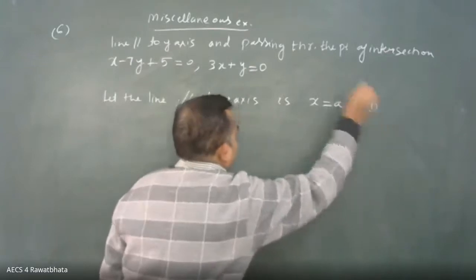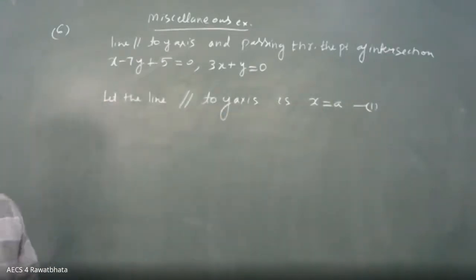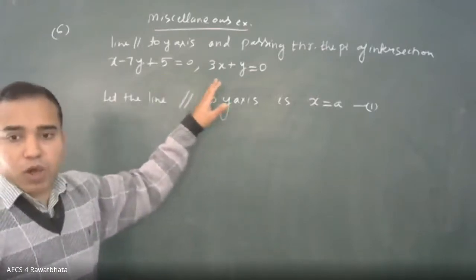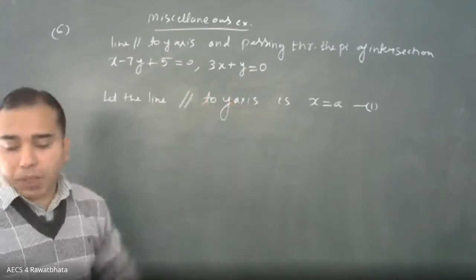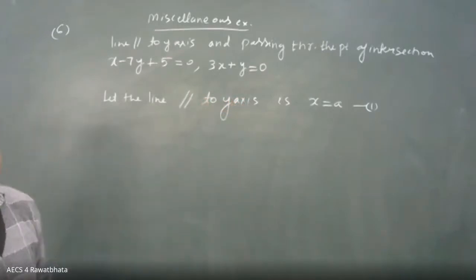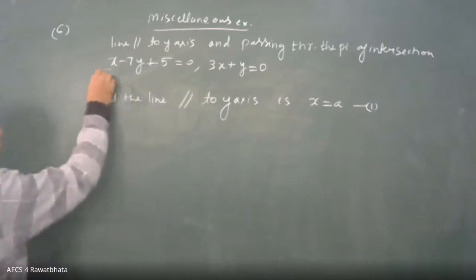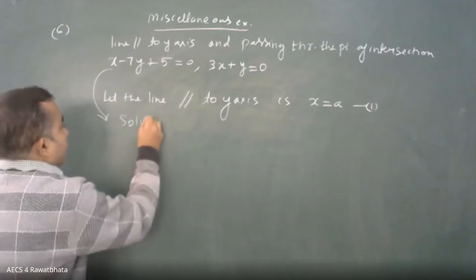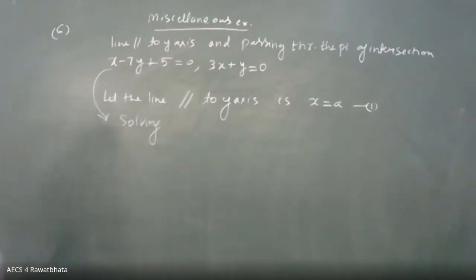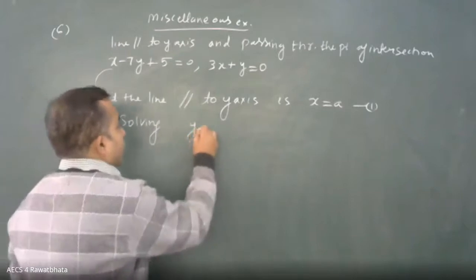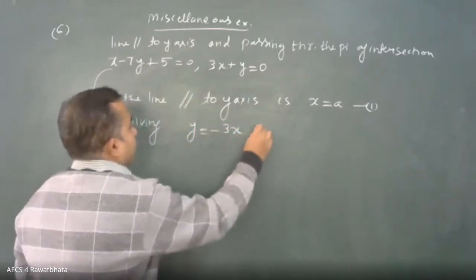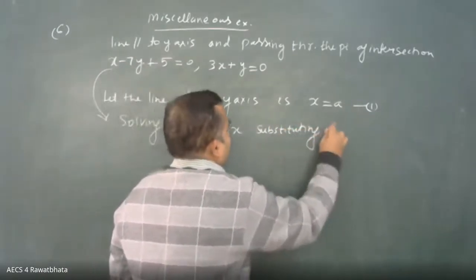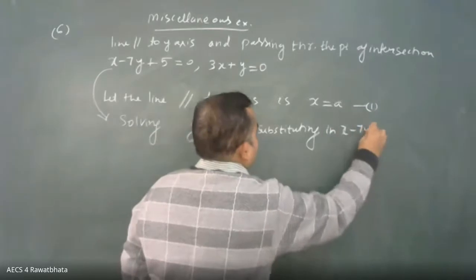Okay, equation 1. Now you have to get the value of a, so we will find the point of intersection. How to find the point of intersection of these two lines? We have to solve these two lines. So let us solve. Get the y value and substitute it in the first equation.